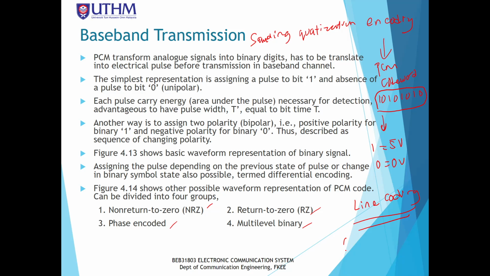So yang dihasilkan daripada line coding adalah baseband signal. Okay, baseband pulses. Baseband signal ini more suitable to be transmitted using the transmission line cable. Okay, so dia dalam bentuk electrical pulses.